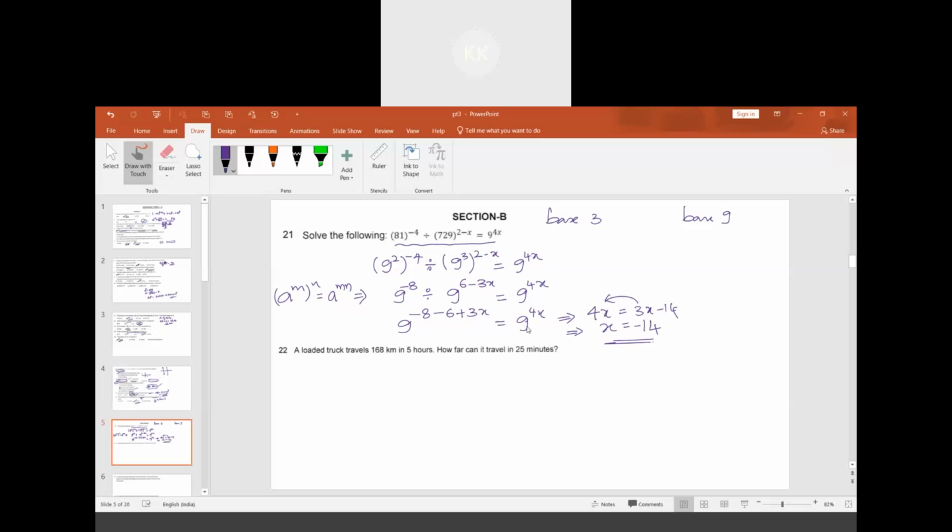Some have done with the base as 3. The thing is, when the base is 3, this becomes 3 to the power of 6 to the power of 3... When 6 is multiplied to 2, instead of writing 12 minus 12x, many have written 18 here. Many have written 18. I don't know, when you reach 8th class, calculation becomes difficult.